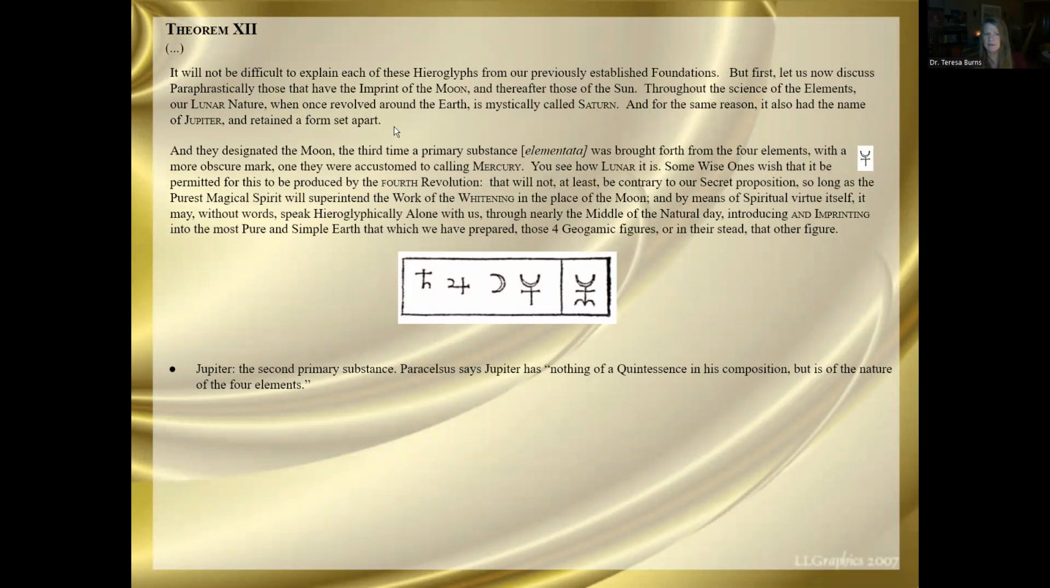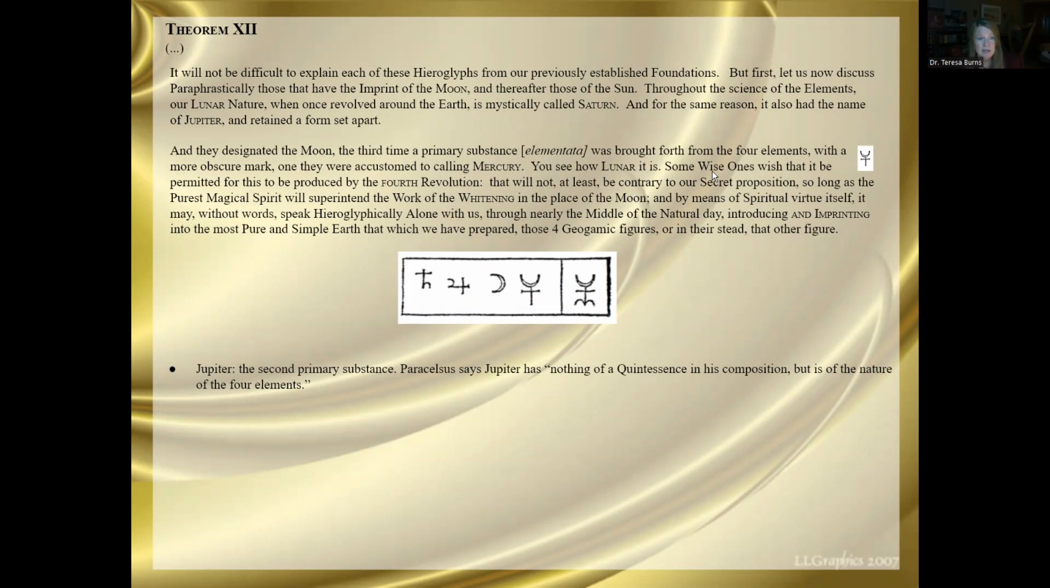Now we had the first revolution is Saturn. For the same reason, it also had the name of Jupiter and retained a form apart. We have talked about how Jupiter can be associated with tin, mirrors are made of tin, and you get this upside down and flipped form of Saturn and becoming Jupiter, or vice versa. So is this going to be the Silver Age? Well, I guess we could think, well, tin looks kind of like silver, but people knew the difference between tin and silver. That's possible, but it's not that convincing.